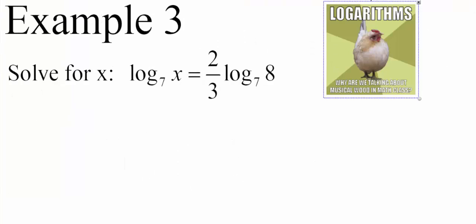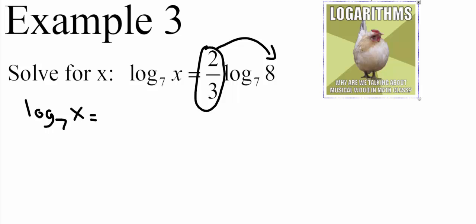So here's our first example of that. Notice we have a number in front of the log, so we can't just cross them out. We've got to get rid of it first, so we got to move it to there. So now I have log base 7 of x equals log base 7 of 8 to the 2/3 power. So now we can get rid of our logs because we got the same log on each side, one of them. So now we have 8 to the 2/3.